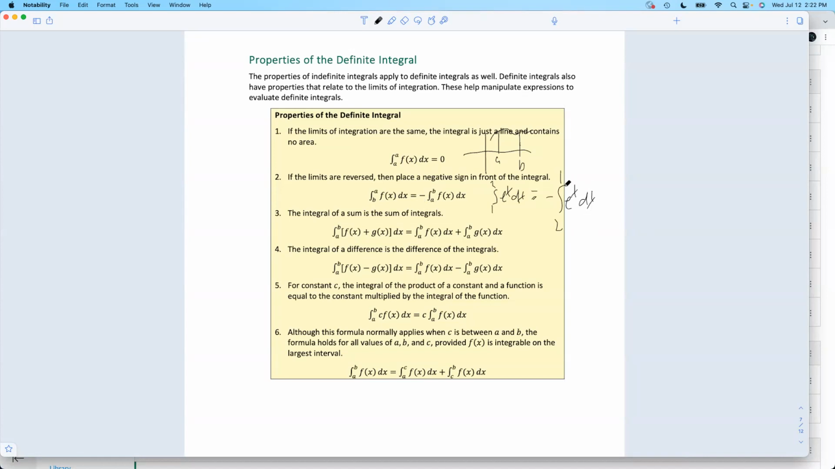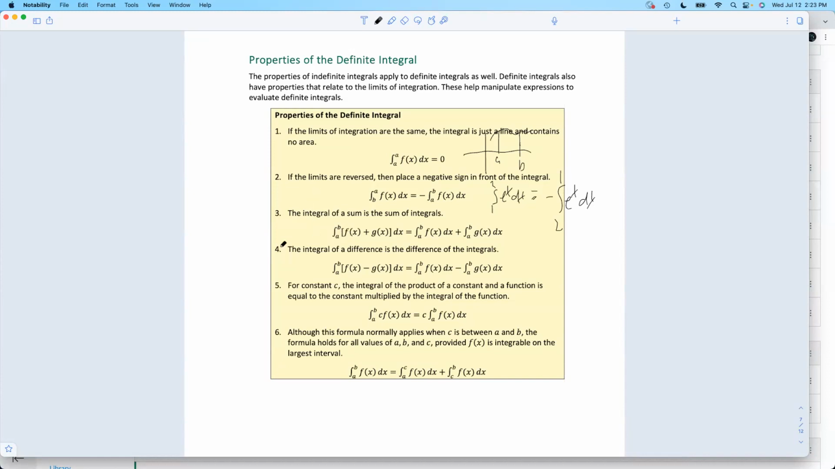Now, why would you ever look at something geometrically going backwards? You probably wouldn't. But when we learn u substitution later, there'll be times when we do a u sub and we'll end up with limits where we've got the bigger number on the bottom and it just looks weird. So what we'll do is we'll flip these around, and we're allowed to do that as long as we introduce a negative.